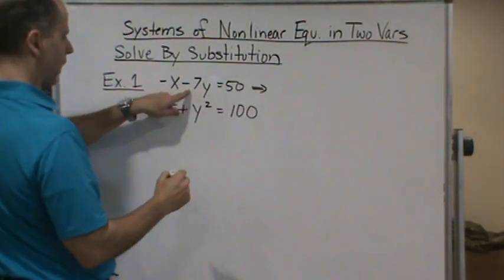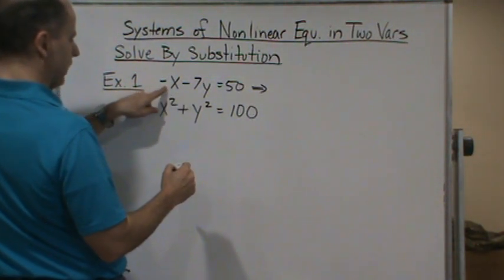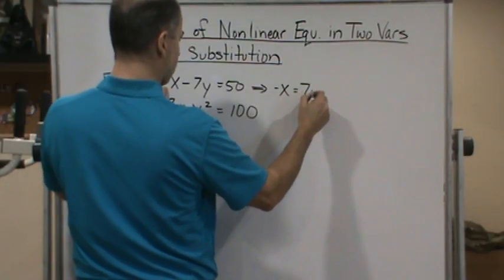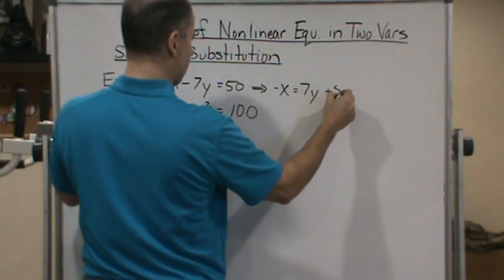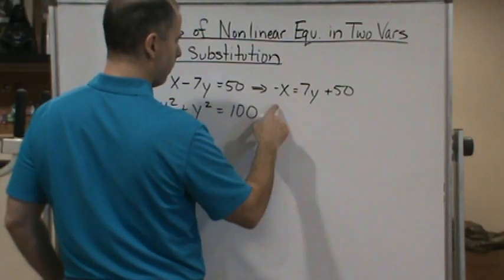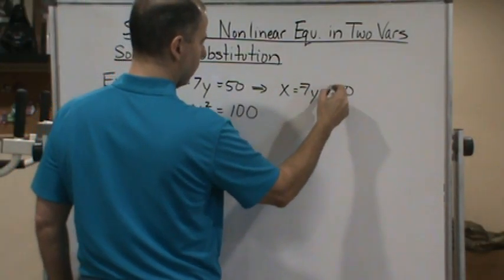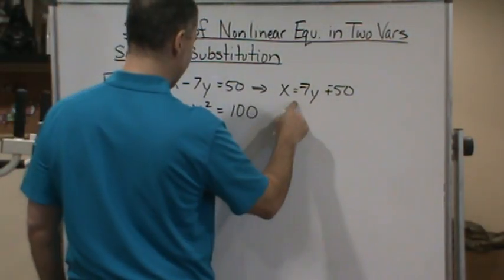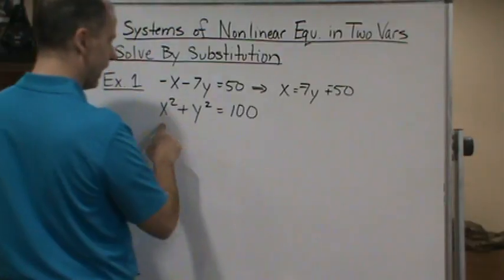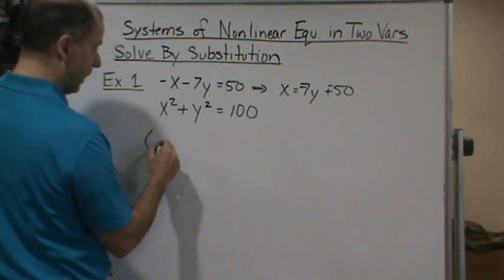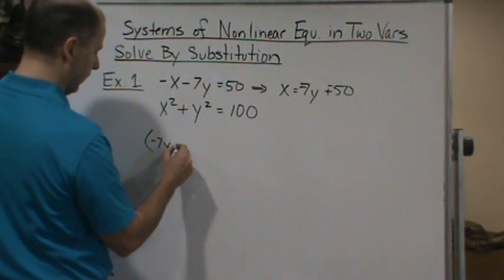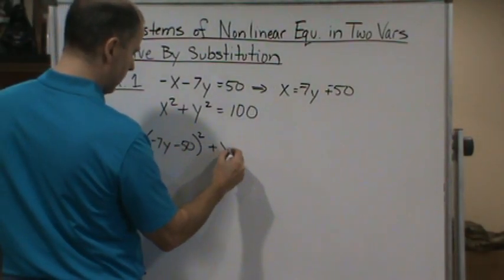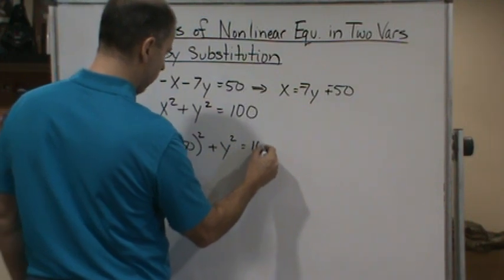So this here, I would write as what? I'm going to add 7y to both sides, and then I'm going to multiply by -1, right? So that's going to give me negative x equals 7y plus 50. And then I'm going to multiply by -1, which will change the sign of all of the values. Now I can plug this into x here. So then I get what? I get negative 7y minus 50 quantity squared plus y squared is equal to 100.